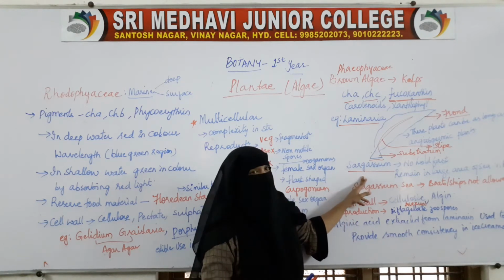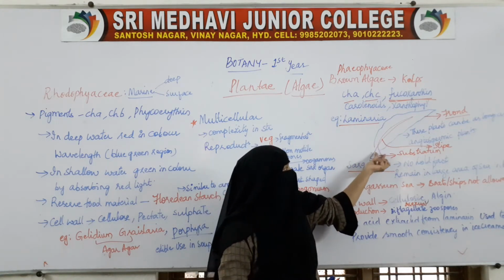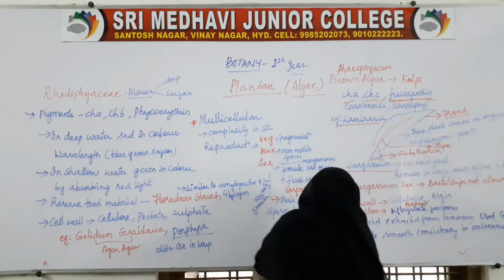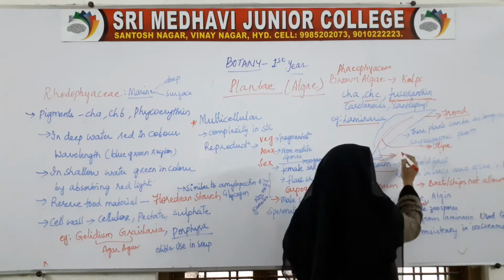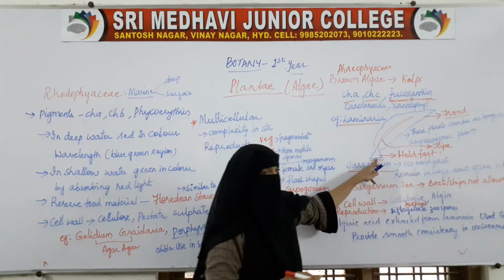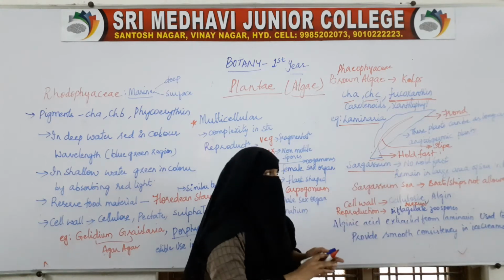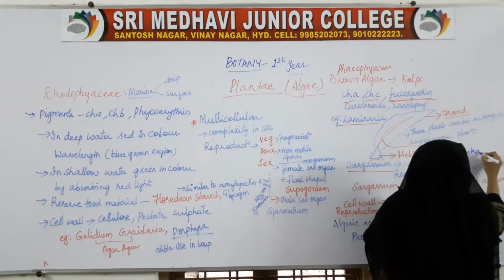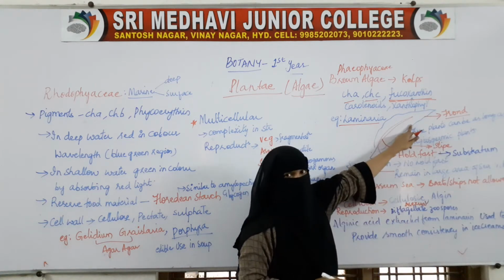Another example which we have in Phaeophyceae is Sargassum. In this, the holdfast is there. This one is called the holdfast, not substratum. This is the base. At the base, this one is called the holdfast. With the help of the holdfast, it attaches itself to the substratum. Then it has stipe and this frond.